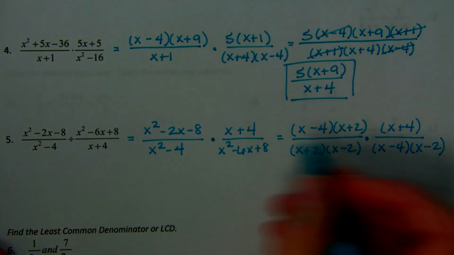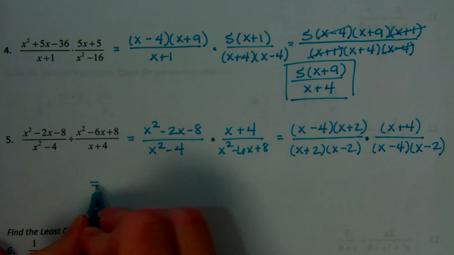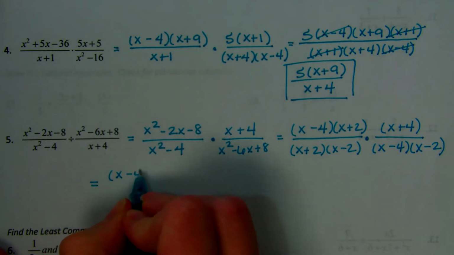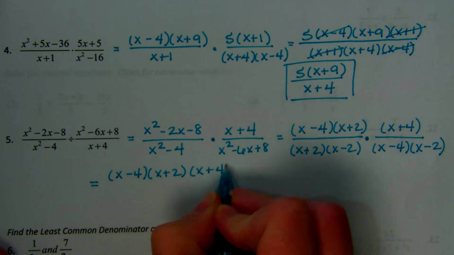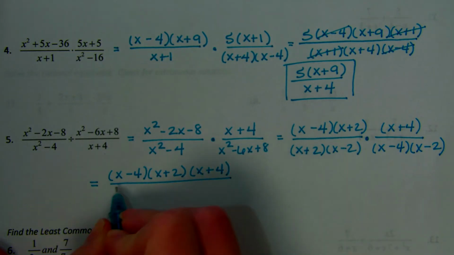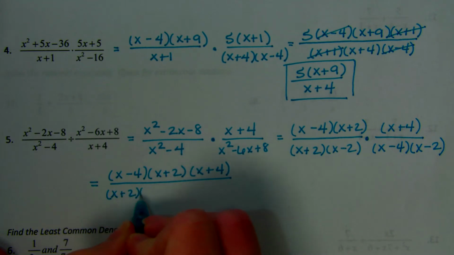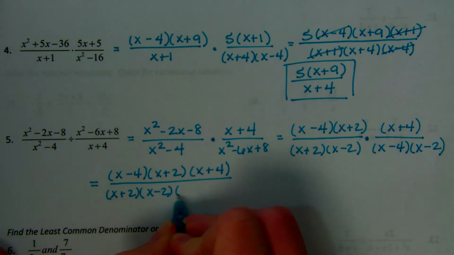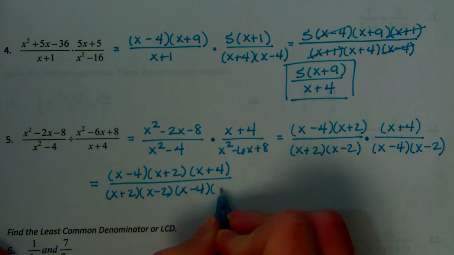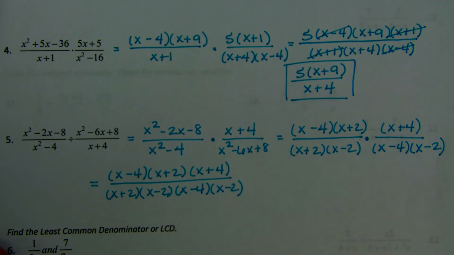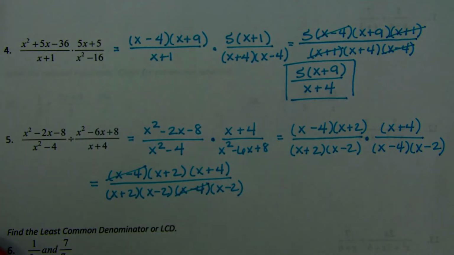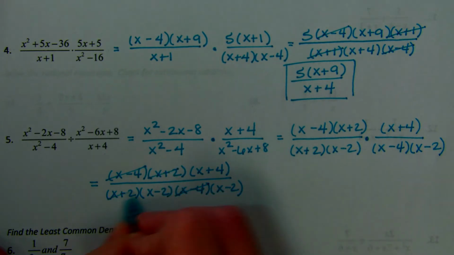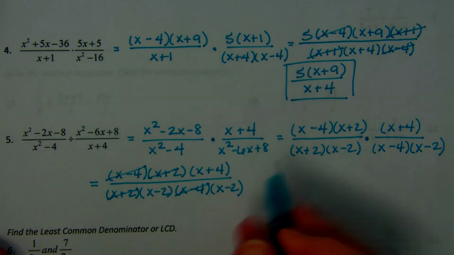All right, and now we're going to smish. So we're going to just throw it all together in one fraction. So this is x minus 4, x plus 2, x plus 4 over x plus 2, x minus 2, x minus 4, and x minus 2. We're looking for things that are common to the top and bottom. I have an x minus 4 there and there. I have an x plus 2 there and there.